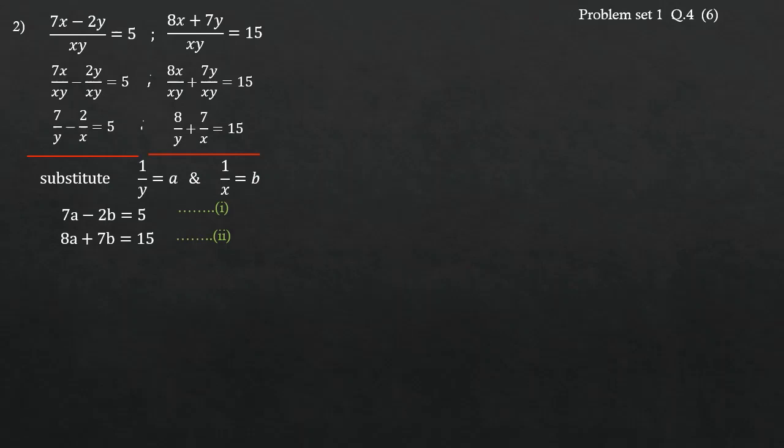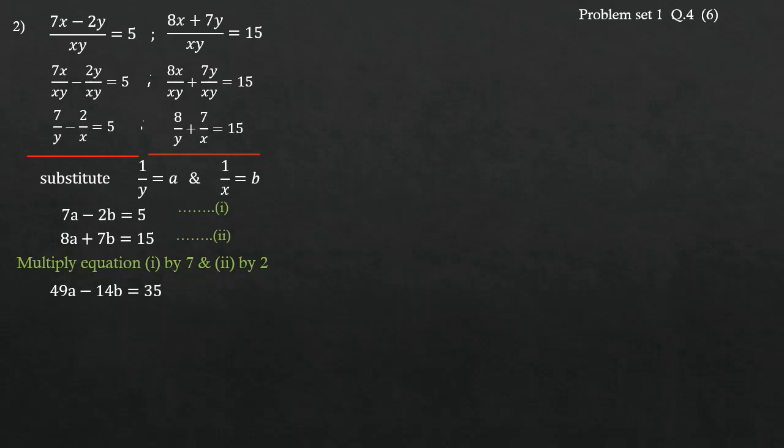So to make 2 into 14, we will multiply by 7, and to make 7 into 14, we will multiply by 2. So be careful, we are multiplying 2 by 7 and 7 by 2. So this is our equation number 1. We multiply this equation by 7 and this equation by 2. So we'll write down that statement: multiply equation number 1 by 7 and equation 2 by 2.